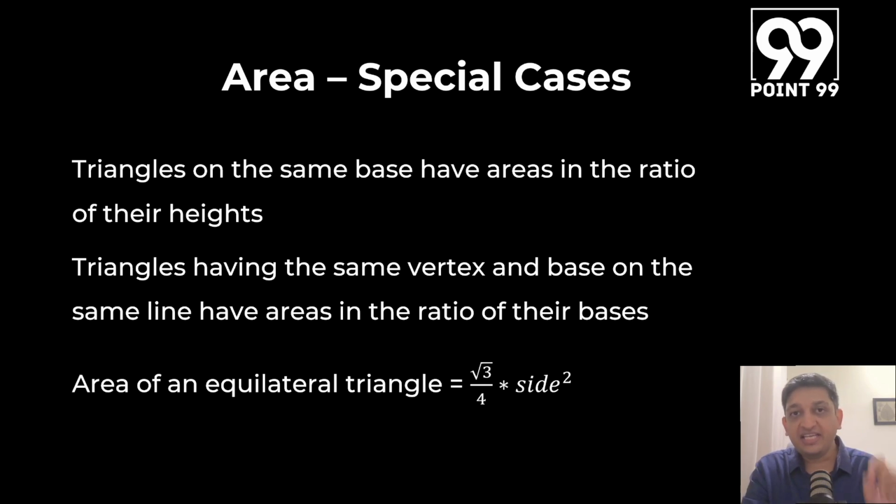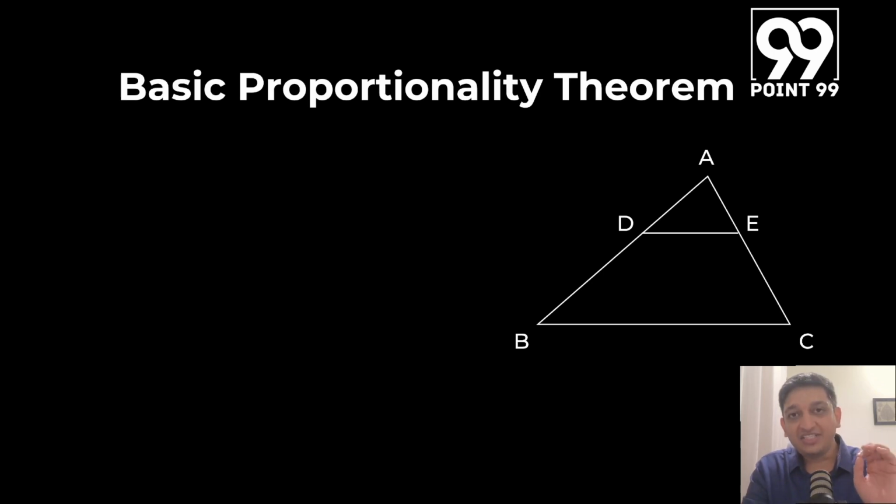Also, the area of any equilateral triangle is given by root 3 by 4 into side square, and one step ahead, if you explore this, any regular hexagon will be a collection of 6 equilateral triangles, and that's why the area of a regular hexagon, which we will study again in terms of polygons, will be 3 root 3 by 2 into side square. There are additional theorems that exist in terms of triangles which you should know.